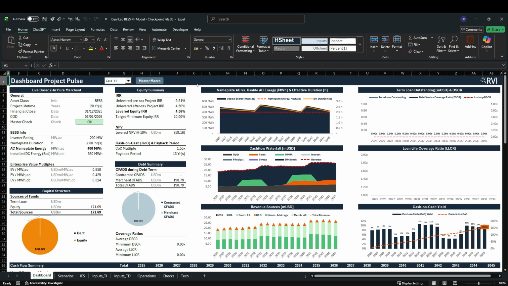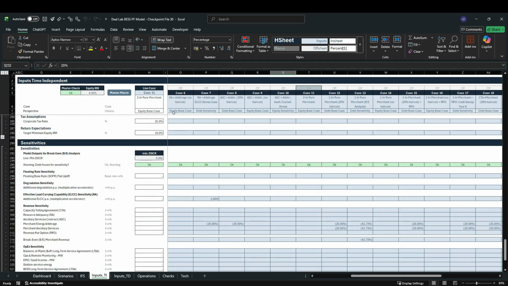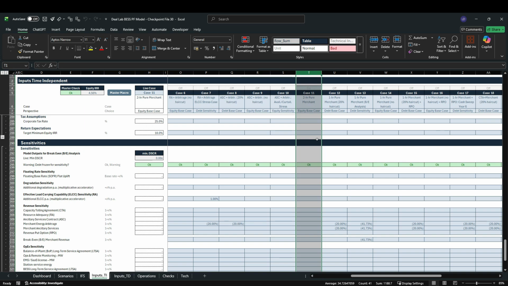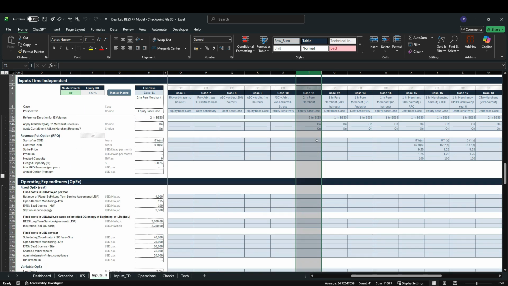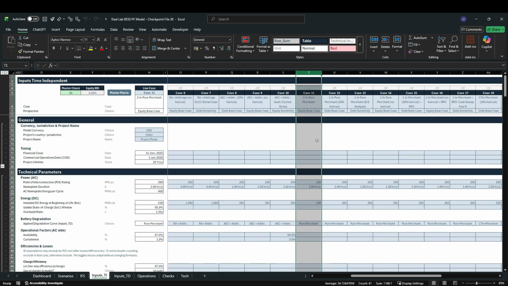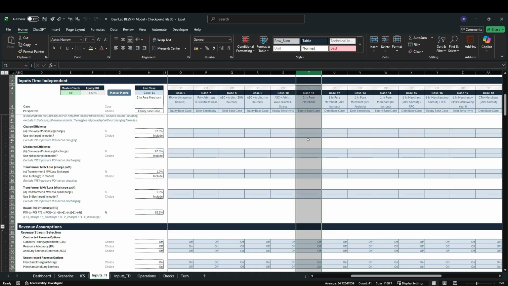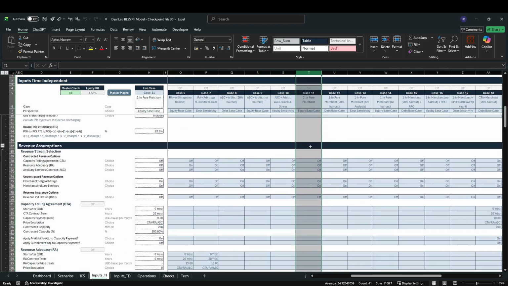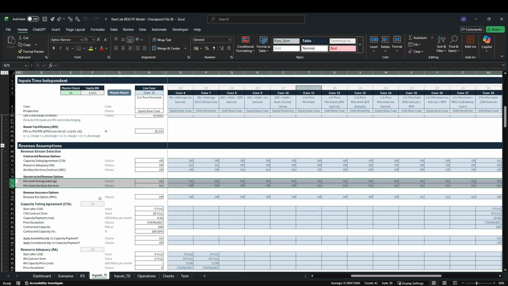Alright guys, now let's move over to the model checkpoint file from our previous lesson. And I've already flipped to case 11, which is our 2-hour pure merchant case. This 2-hour pure merchant case we will only look at from an equity perspective because lenders will not be willing to provide any debt on this fully merchant structure. So in this case, we do have a 2-hour battery and our revenue comes from two sources. Some of it from our merchant energy arbitrage, and we'll also assume some merchant auxiliary services.